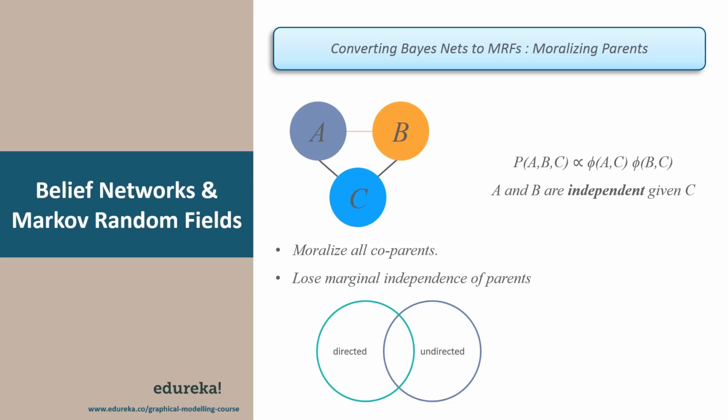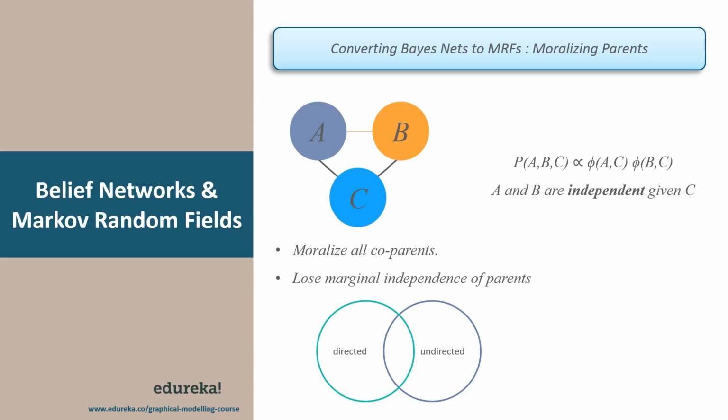But there's also something lost here. So that's the whole story of conversions between Bayes nets and Markov random fields. You have to moralize all the co-parents. The twist that makes it slightly more challenging is the loss of marginal independence of parents.